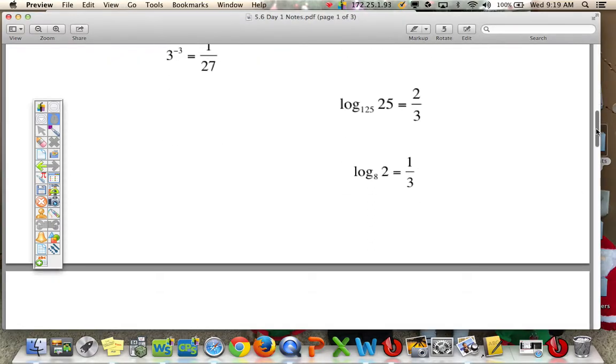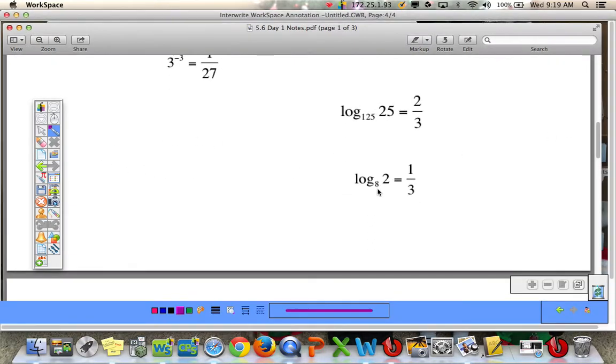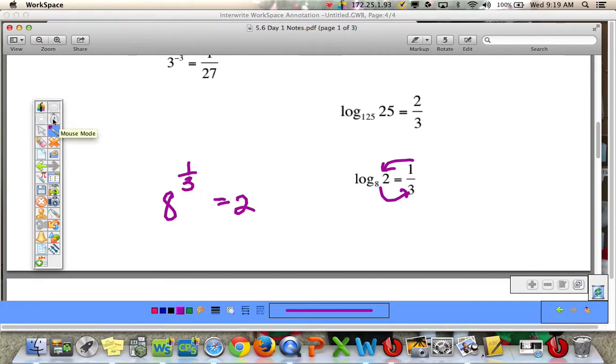Let's try another one. What's the base of this log? It's 8. The exponent, we make a loop. It's 8 to the 1/3 equals 2. And again, if you type that in your calculator, 8 to the 1/3 power is 2.